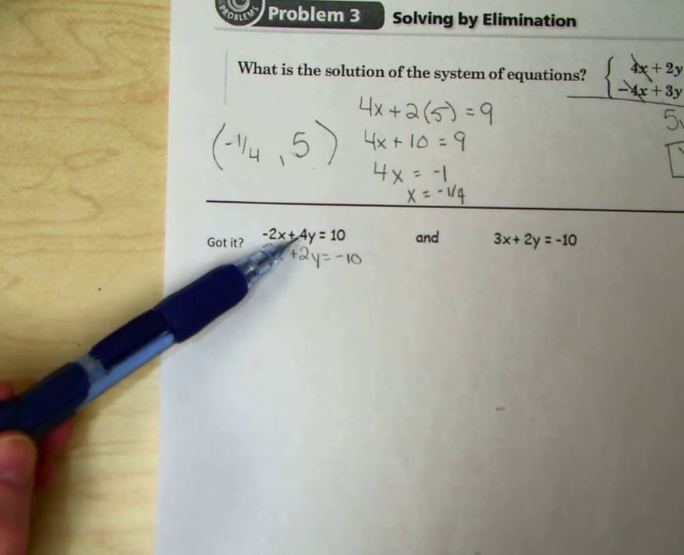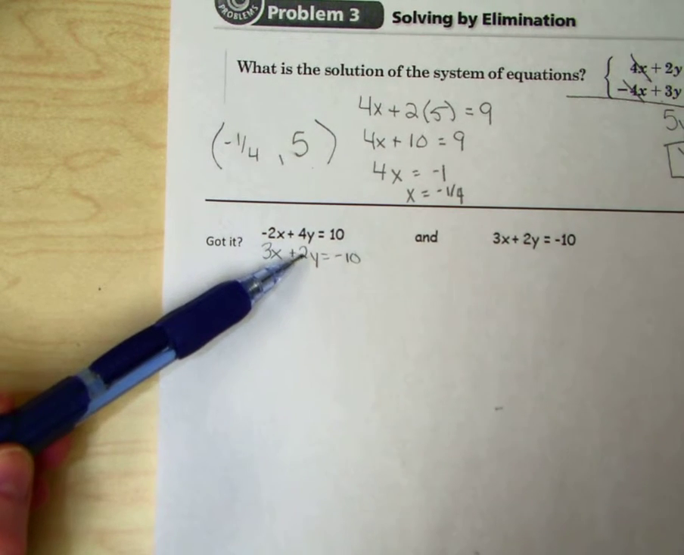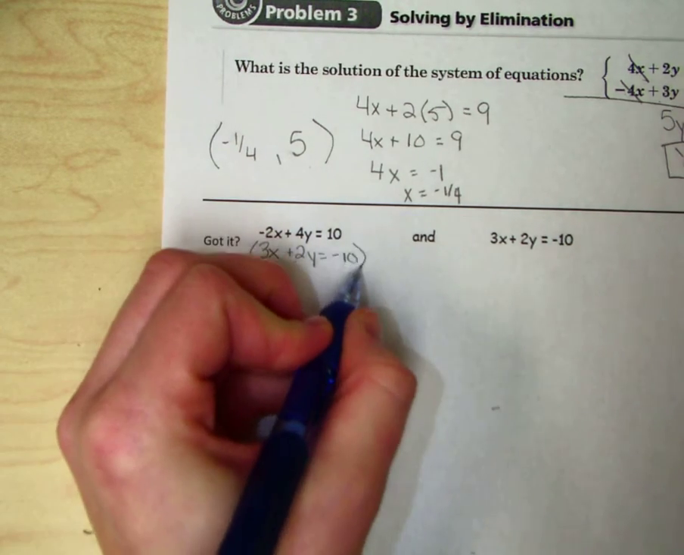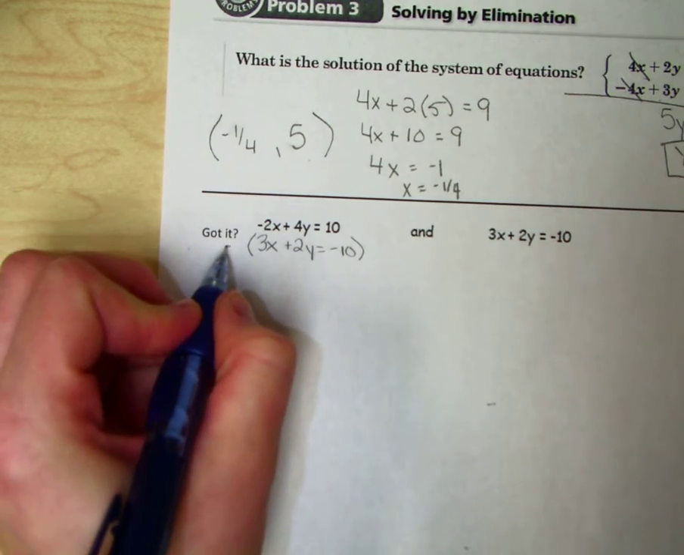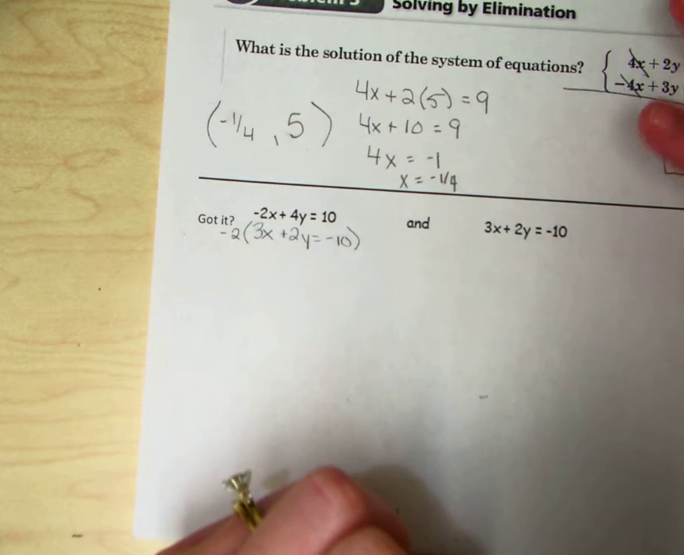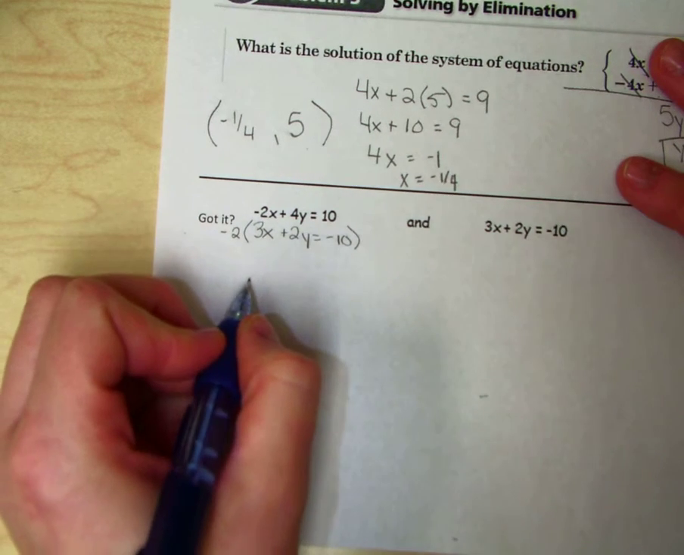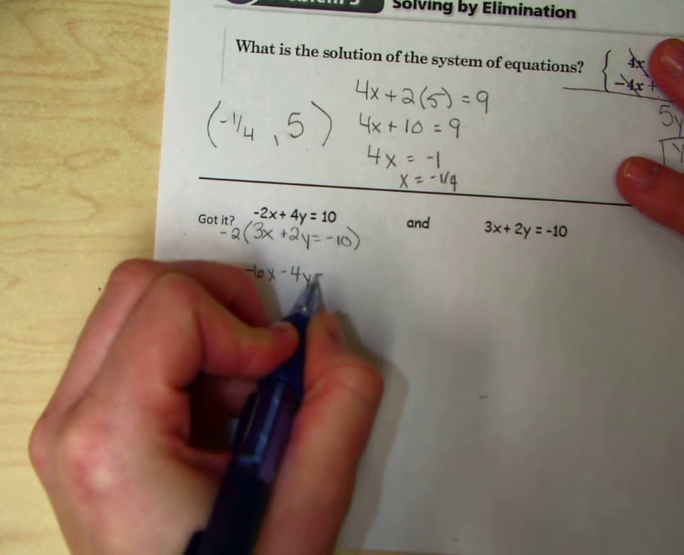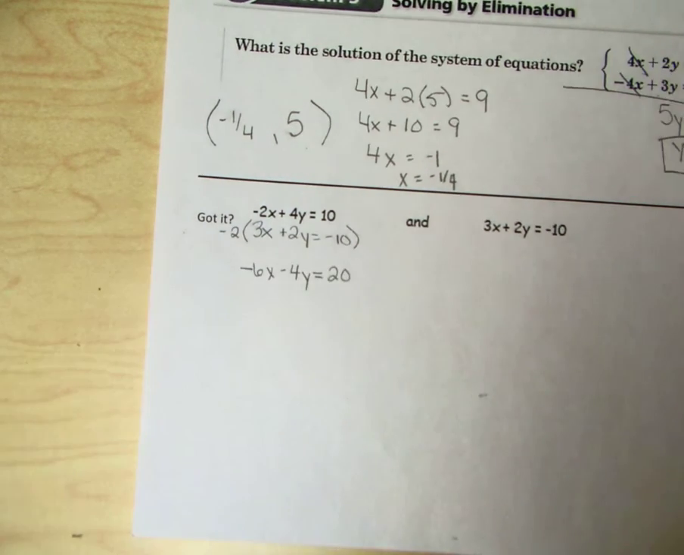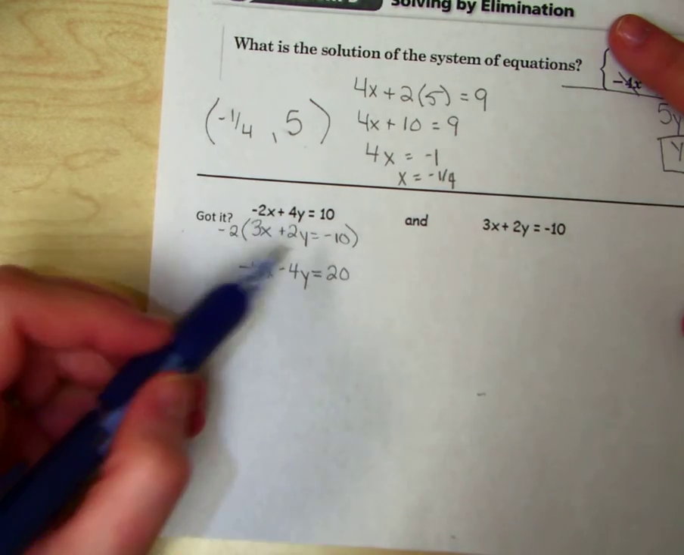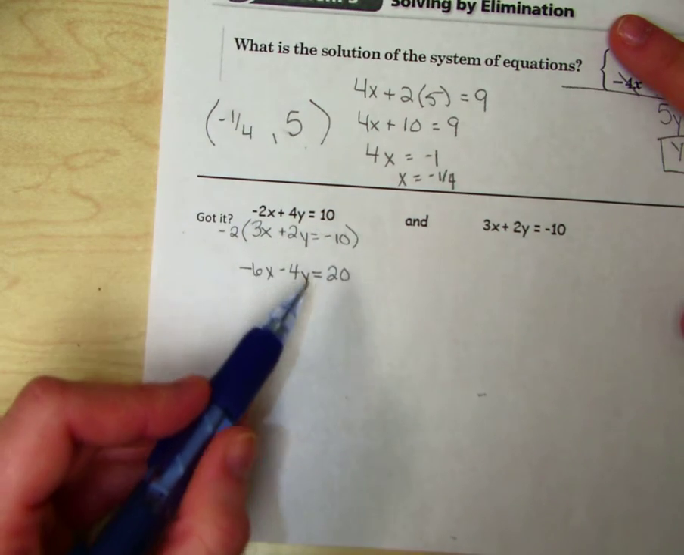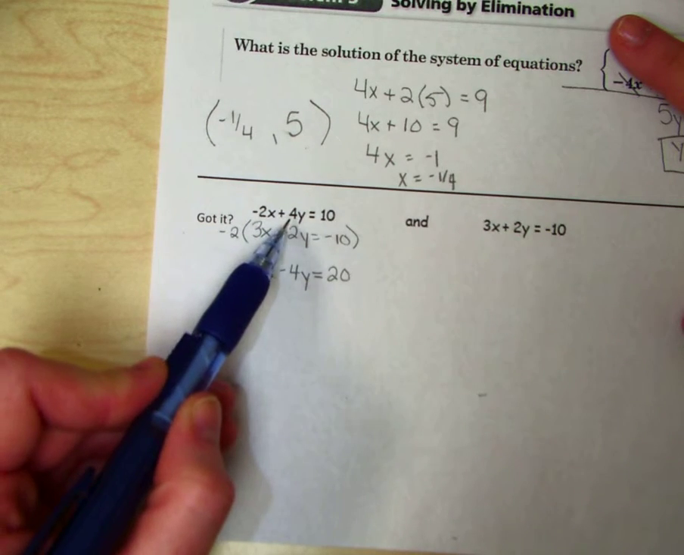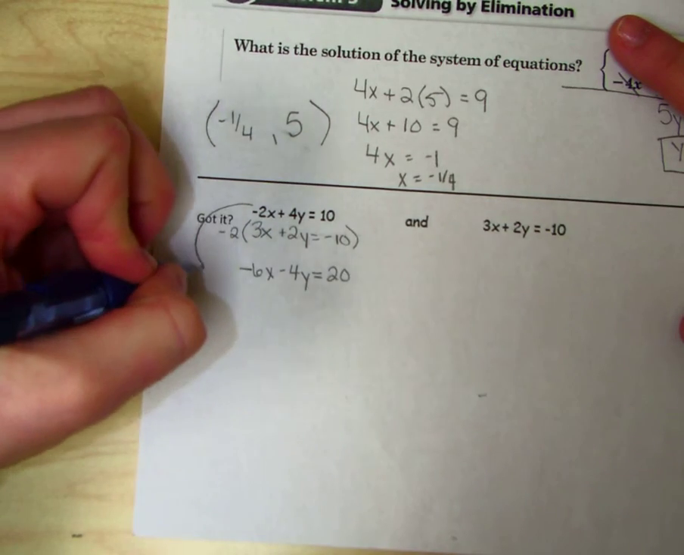I'm going to notice that 2 can multiply into 4. So what I'm going to do is take this one, put parentheses around it, and multiply it by negative 2. The reason I'm going to multiply it by negative 2 is because I'll end up with negative 6x minus 4y equals a positive 20. I multiplied by negative 2 because I wanted a negative 4. I want a negative 4 because I wanted to cancel with this positive 4 from the first one.